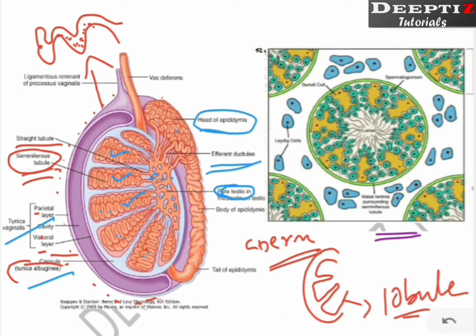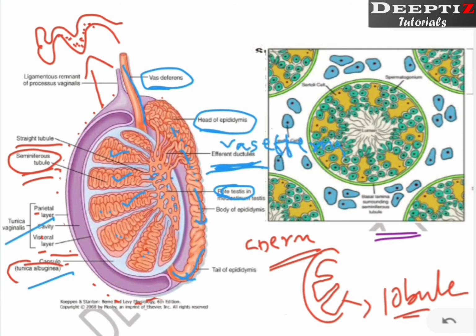Now the sperm will be traveling from the head to the body of the epididymis. Then it will come to the tail. From the tail, it goes to a structure we call vas deferens, right? Vas deferens. So what is this? Now see, these efferent ductules are also termed vas efferens. You will see that in different books. Doesn't matter. It is also termed efferent ductules, or we can also call this structure vas efferens.